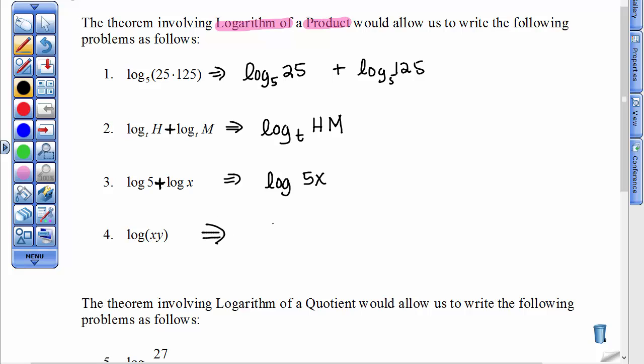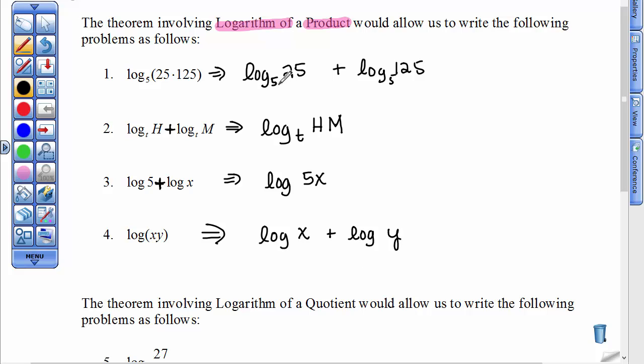And here, if I want to break that back out, because it says use the theorem of logarithms of products to write the following problems either expanded or written back out in simplified form, I would write this one like this.